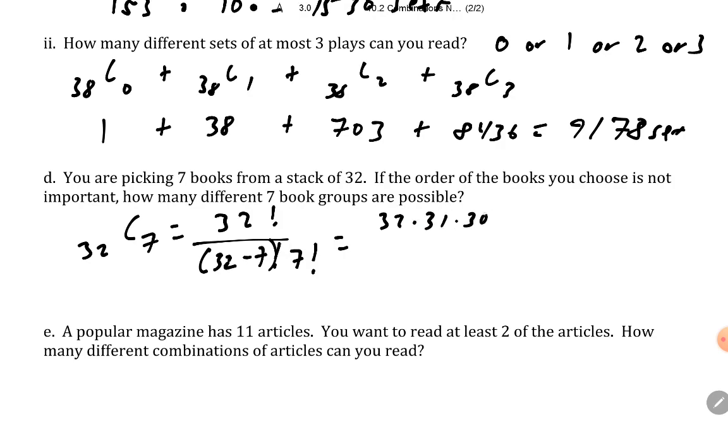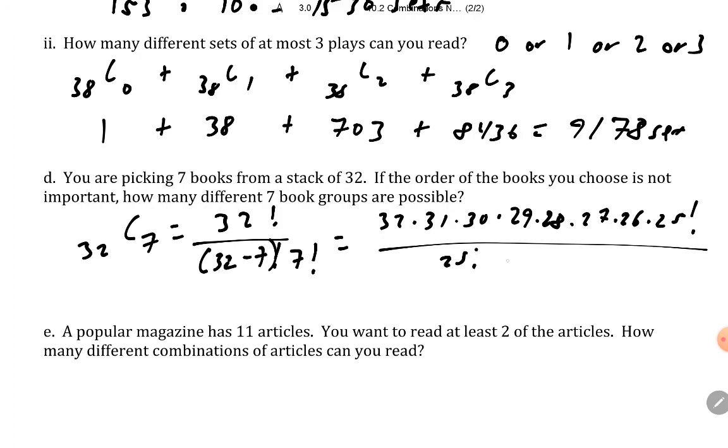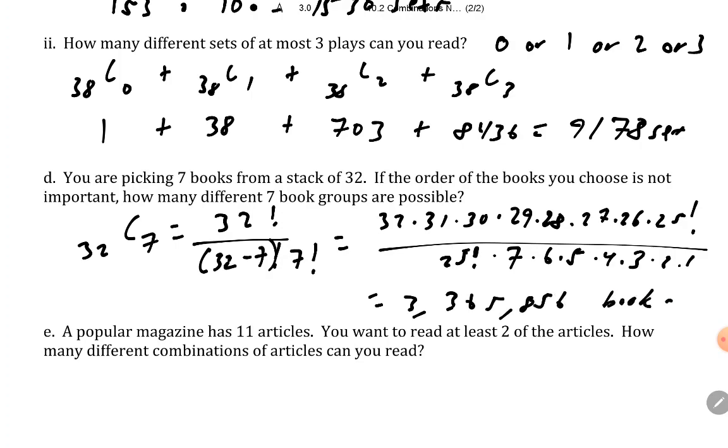32 times 31 times 30 times 29 times 28 times 27 times 26 times 25 factorial over 25 factorial, and 7 factorial becomes 7 times 6 times 5 times 4 times 3 times 2 times 1. So that is 3,365,856 different book groups.